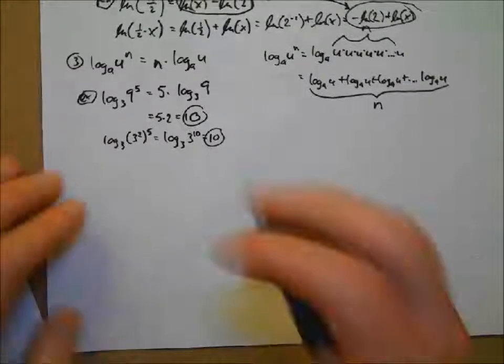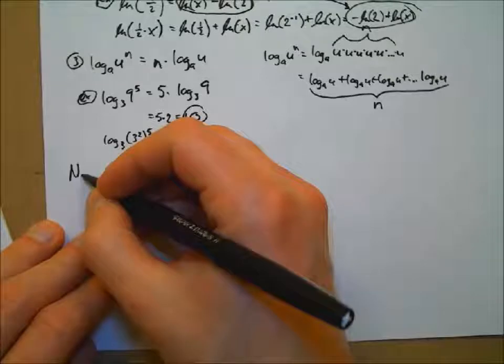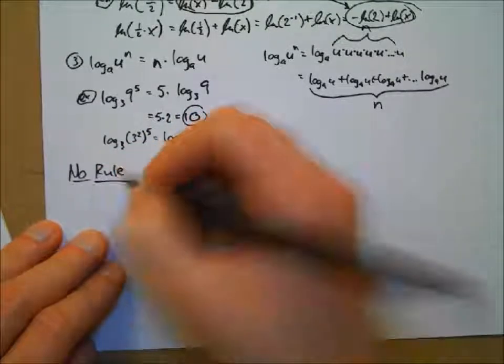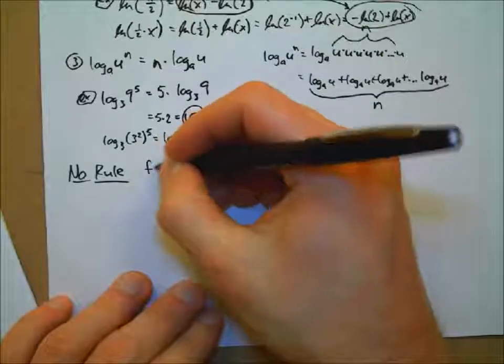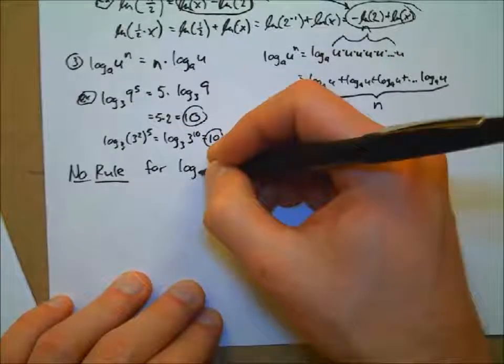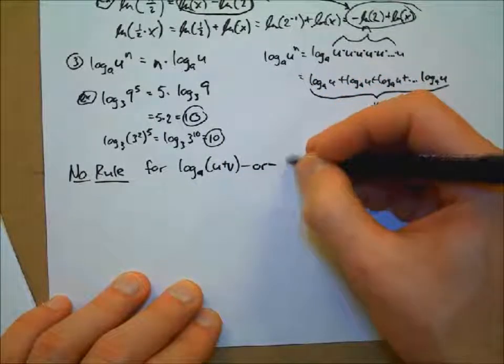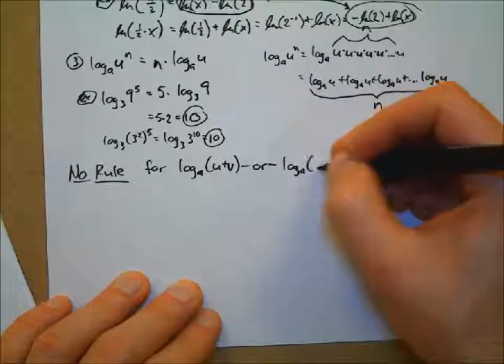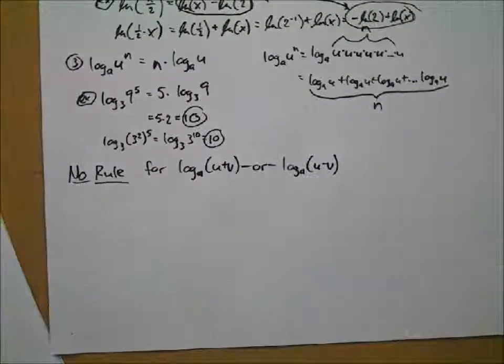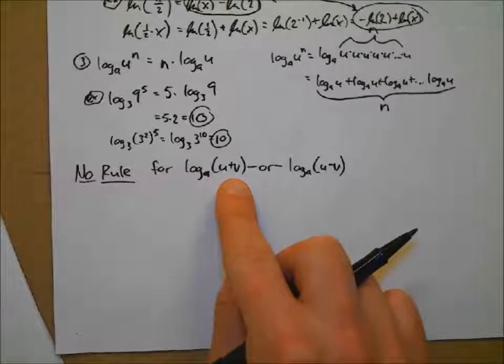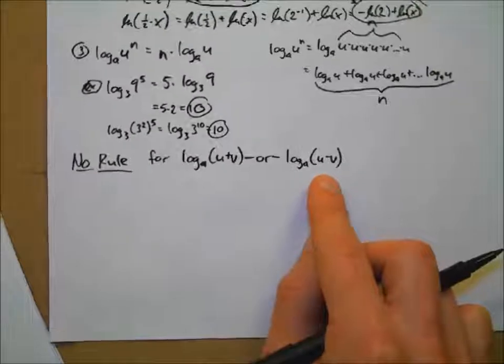No? So I want to be very careful here. There is no rule for log base A of u plus v or log base A of u minus v. You cannot break up a sum inside a logarithm using any of these properties, right? You cannot break up a difference in a logarithm using these properties, okay? Please do not try to do this, okay? So when you have u plus v inside the logarithm, you're done. When you have u minus v inside the logarithm, you're done, okay?